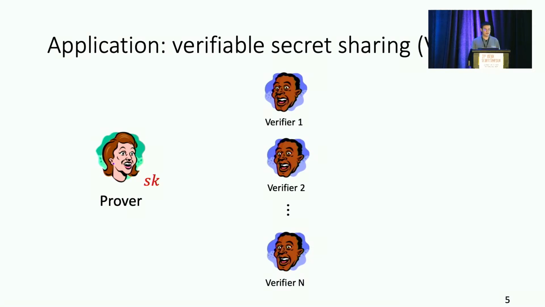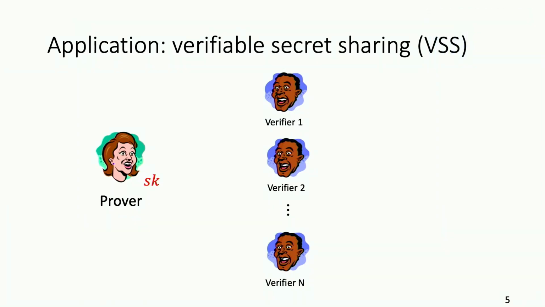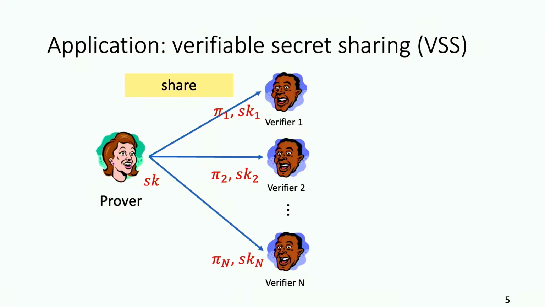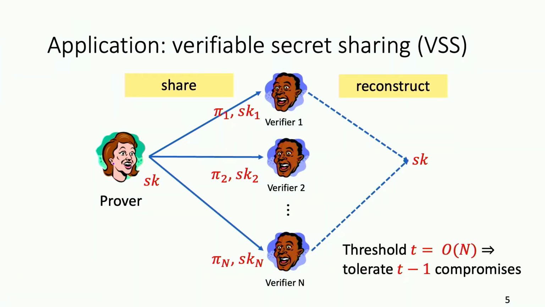For example, a direct application of this new setting is verifiable secret sharing. So in the verifiable secret sharing scheme, we have one prover and n verifiers. And the prover owns the secret key, and he wants to share the secret key with n verifiers. So the n verifiers can help him to keep the secret. So he splits the secret key into n pieces and sends these n pieces to each verifier along with a proof. And then if enough verifiers get together, they can reconstruct the secret key. Here is the threshold T in the scheme. That means any subset of verifiers with size at least T can recover the secret key. However, any subset of verifiers with size smaller than T can learn nothing about the secret. And we suppose T has the same order as n in general.